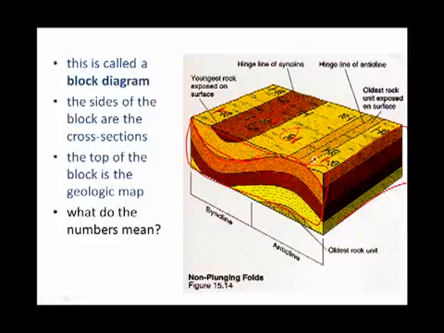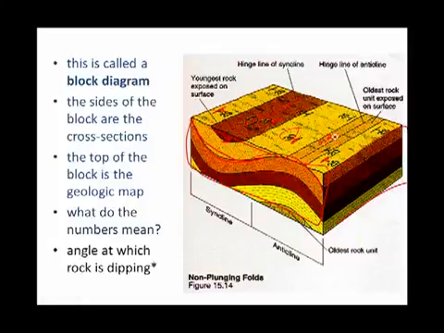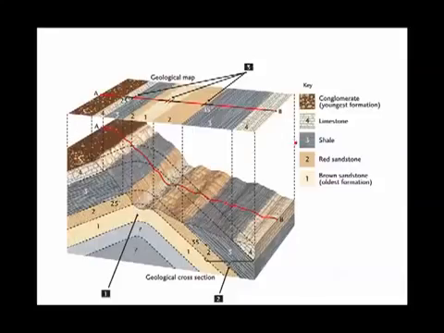Notice from the side view, we can tell that the youngest rock layer is the dark brown at the surface, and the oldest rock layer is this orange. So the angle at which the rock is dipping is going to be different along different parts of this geologic map. In the real world, however, the surface of the Earth is not a perfect horizontal surface.